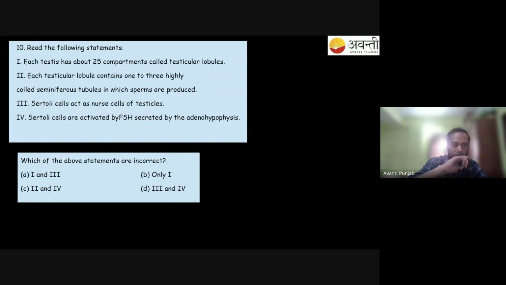Now tell me the answer for this. Each testis has about, now read the statements carefully, आप अपने end से पढ़ो statement को and then tell me the correct answer.